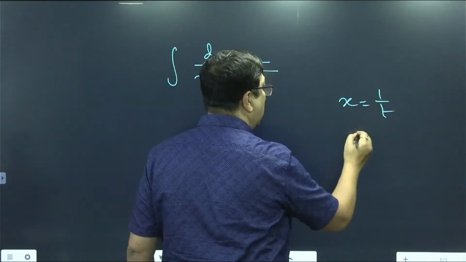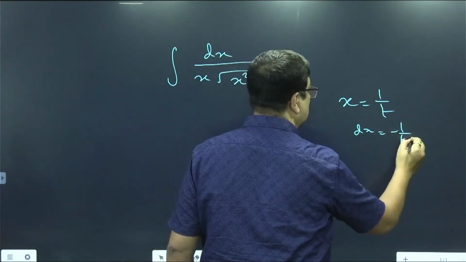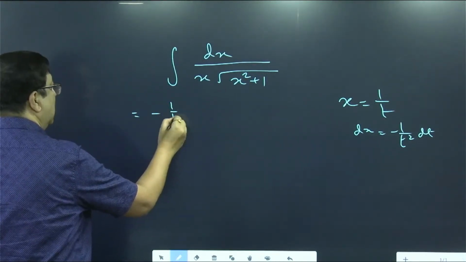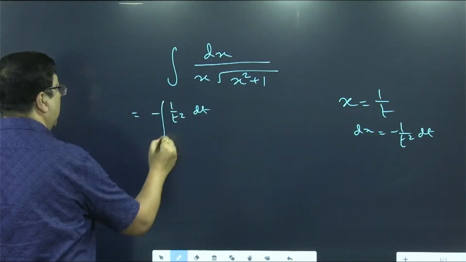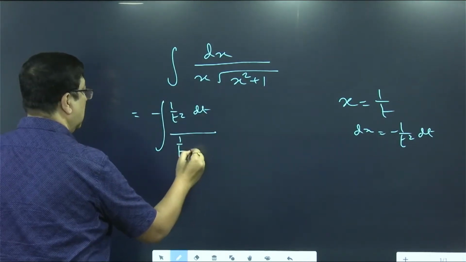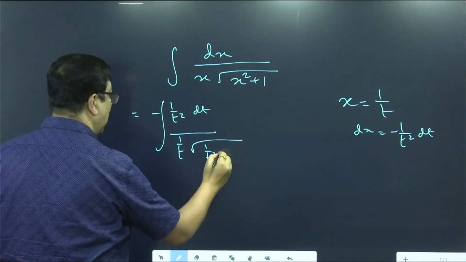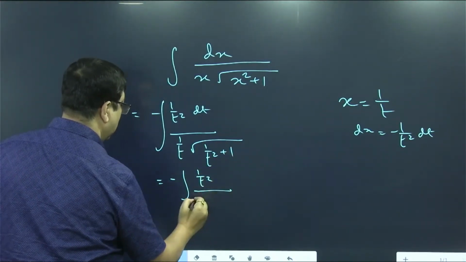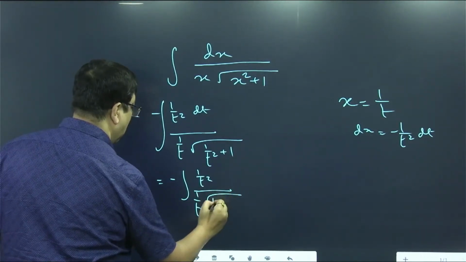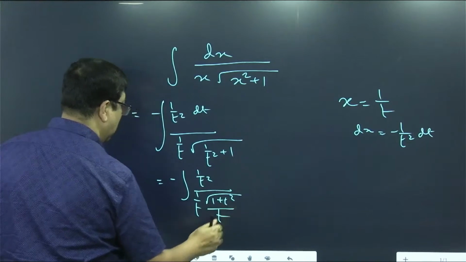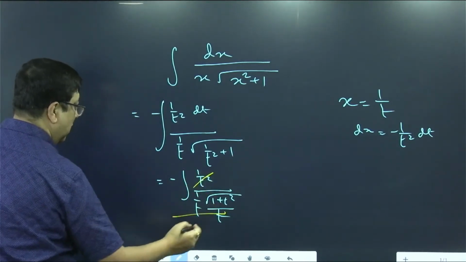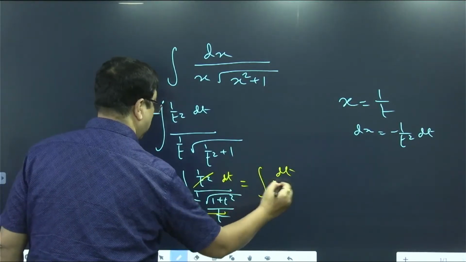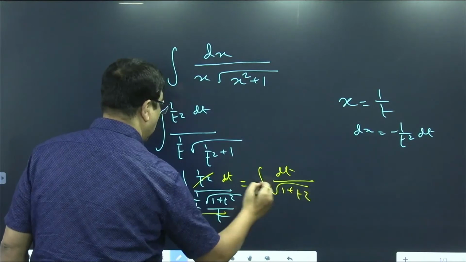It means x equal to 1 by t. So dx equal to minus 1 by t square dt. Therefore, we can write this as minus 1 by t square dt, with x as 1 by t and root over 1 by t square plus 1. Therefore, 1 by t square plus 1 is 1 by t into 1 plus t square by t. Therefore, t square is getting cancelled. So we are getting finally dt by root over of 1 plus t square, with the minus outside.